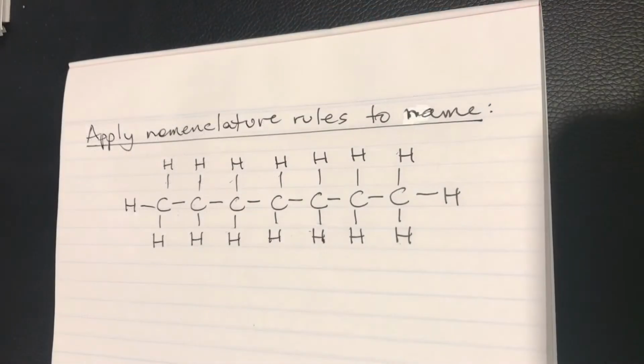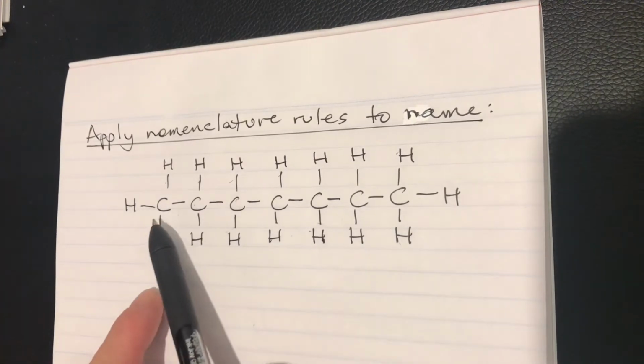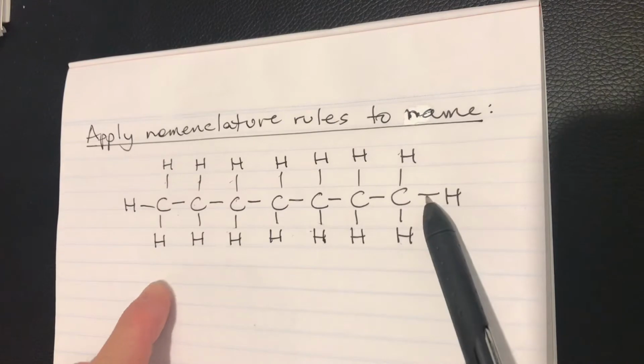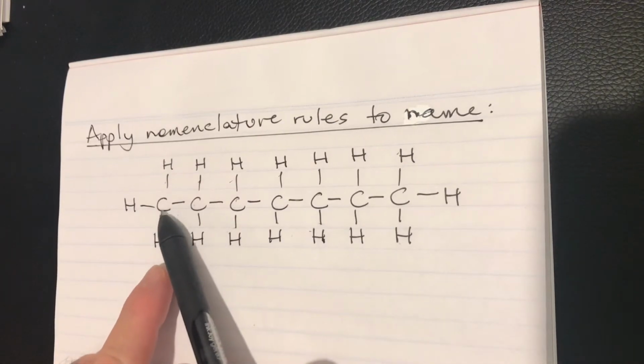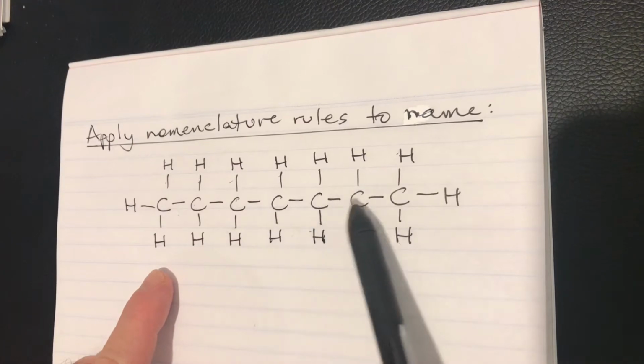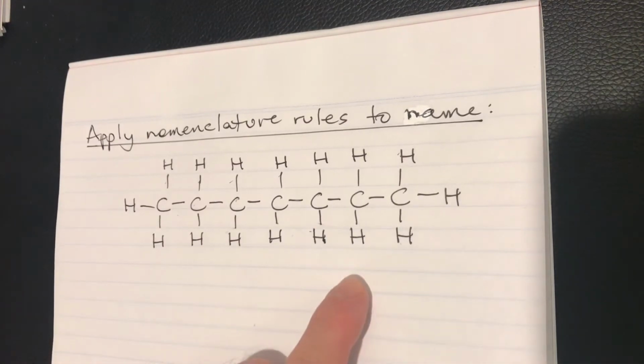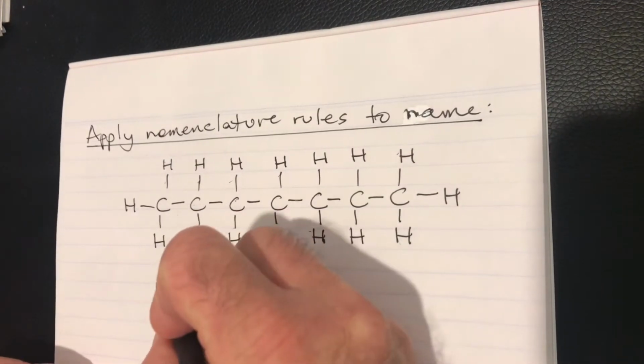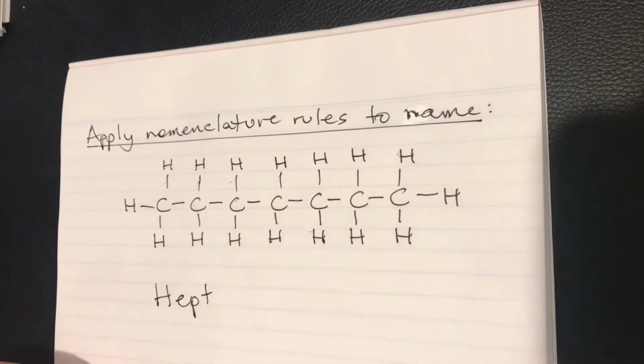So let's have a go at naming our first hydrocarbon. Let's start by finding out the main chain. This is the main chain of carbons. And let's see how many carbons there are in that main chain. There's 1, 2, 3, 4, 5, 6, 7 carbons in the main chain. So the prefix is hept. And so let's look at the bonds now.